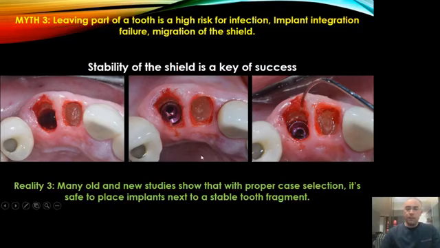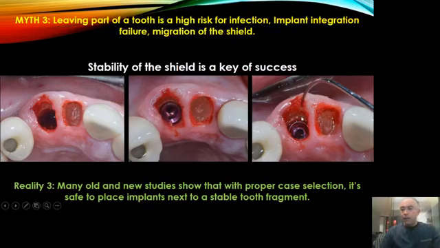In this case, for example, I was planning to do a socket shield neighboring root submergence, and everything went fine. This is one of my very first cases. We did this root submergence and prepared the site for the implant and placed the implant itself. In this case, you can see that the implant is very close to the shield, and personally I believe that whenever I tore the implant down, we had actually destabilized the fragment and the buccal shield itself.